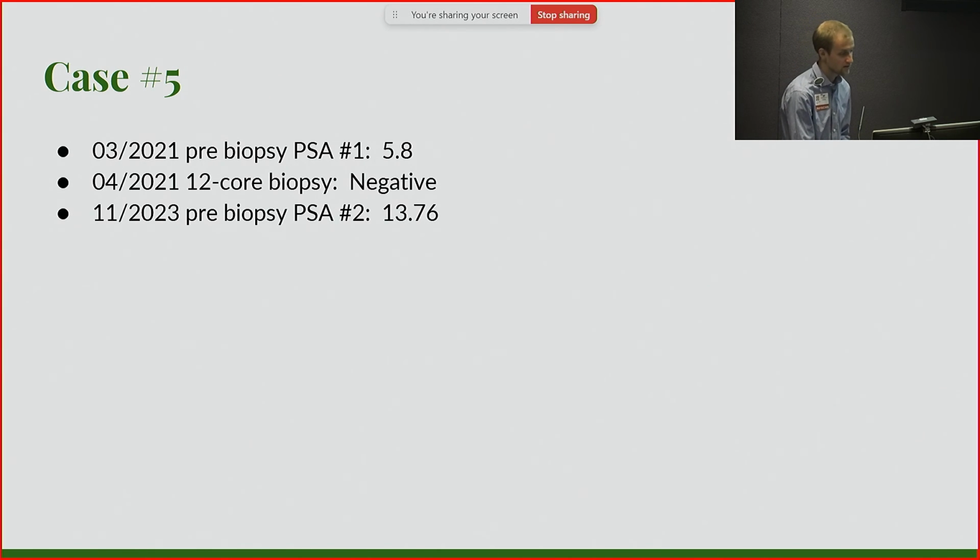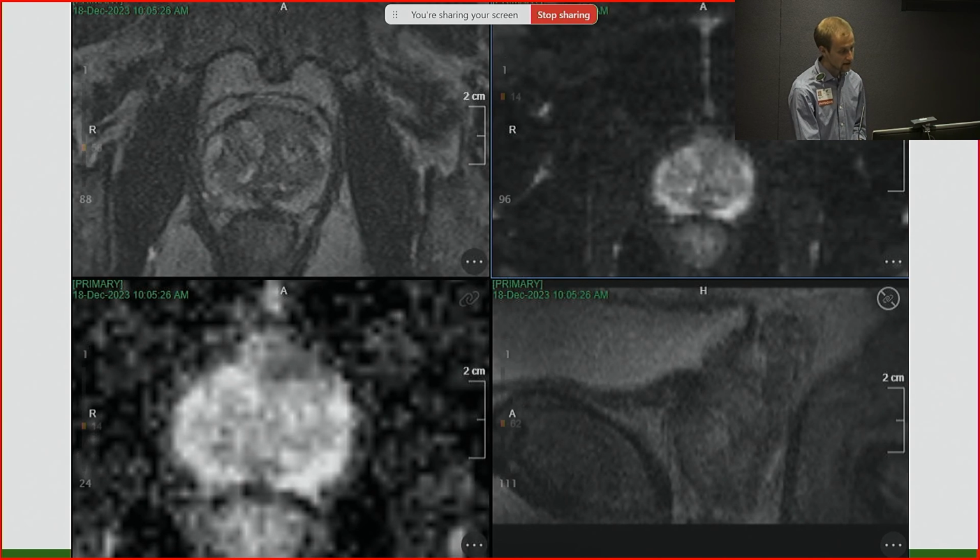This gentleman's first pre-biopsy PSA was 5.8. He had a negative biopsy a couple years ago. Again, PSA actually rose this time and rose quite a bit. It had doubled over the years. And so he had an MRI done as well, which here is another example of anterior, sort of hard to find disease.